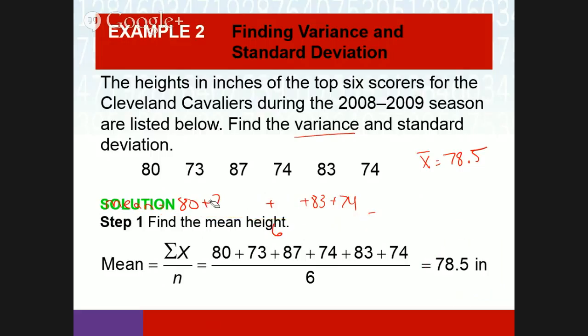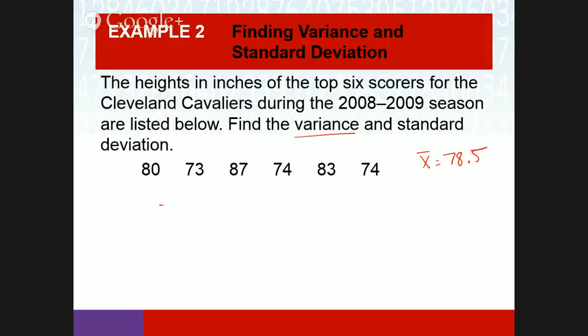Now that we have the mean, the next step is to find the difference between every data point and the mean, right? So I subtract 78.5 from each point. It doesn't matter if it's positive or negative because you're going to end up squaring it at the end. So it doesn't matter if you take the data point minus the mean or the mean minus the data point. Some of them will be positive and some of them will be negative, depending on which order you write it in.